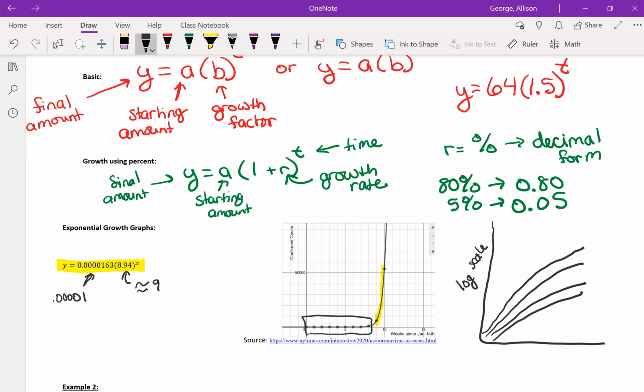But this graph right here over on the left, that's got a linear scale. So this is 50,000. So each of those boxes is 10,000. So that's 10,000 cases, 20,000 cases, 30,000, and so on. Versus the log scale might be 10, then 100, then 1,000, and so on. So when we get to logs, we'll look at one of those graphs in a little more detail.